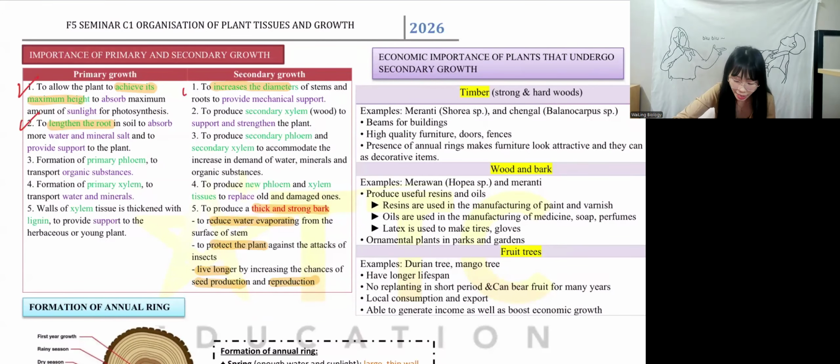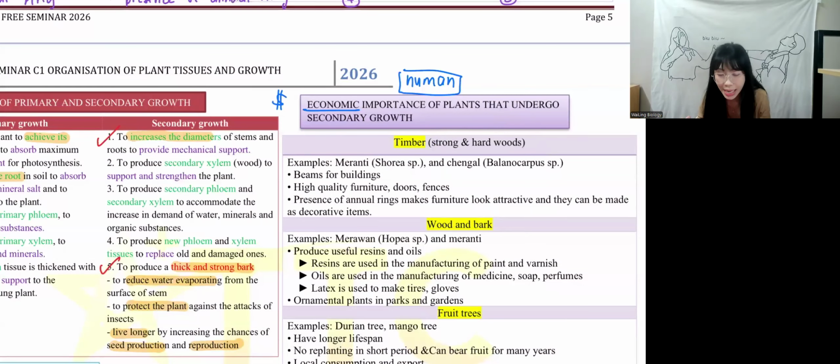What is timber? Timber is strong and hard wood. Strong and hard wood is for them to have a supportive mechanism. We make it into beams for buildings, which is the tiang.